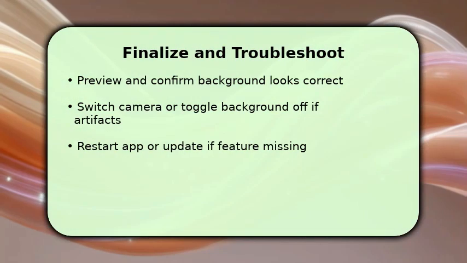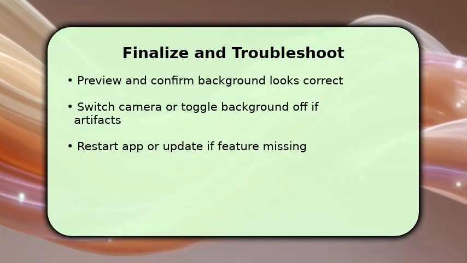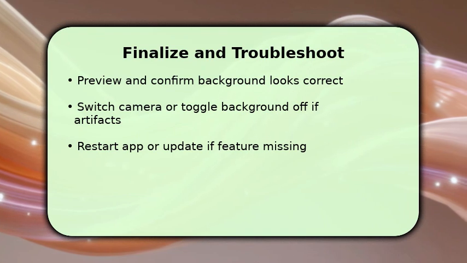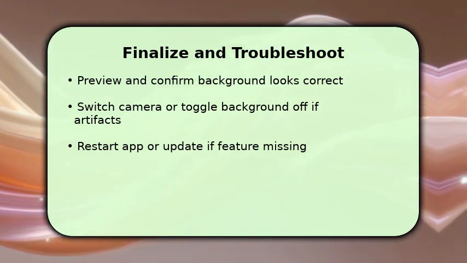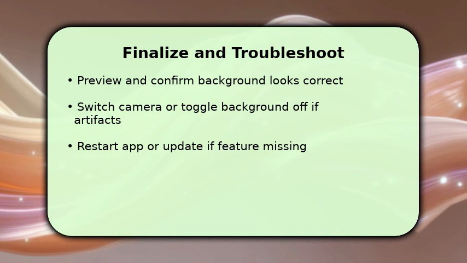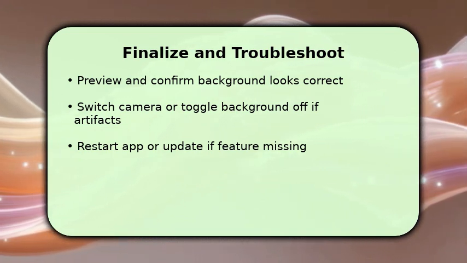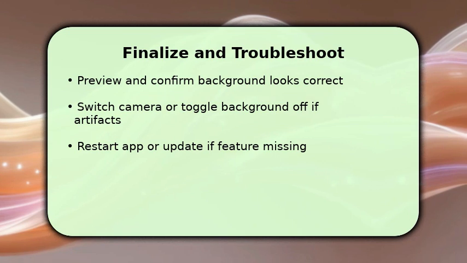Finish by previewing how you look with the new background and confirm there are no odd artifacts around your silhouette. Make minor camera angle or lighting tweaks if necessary. If the background misbehaves, toggle it off and back on or switch the front/back camera to reset detection.